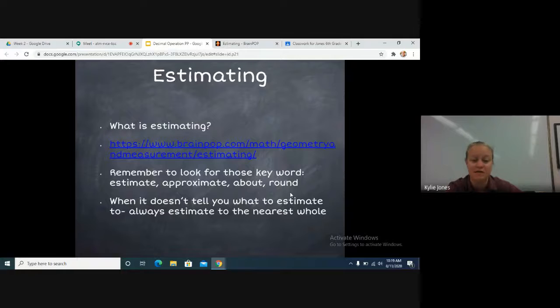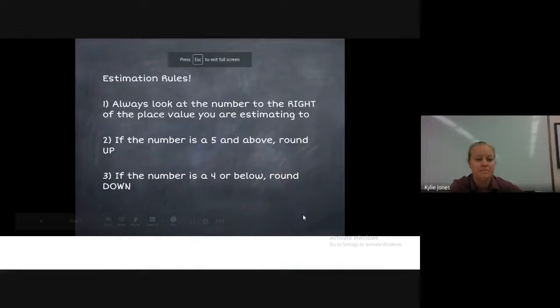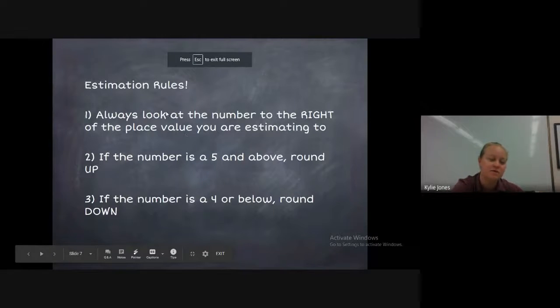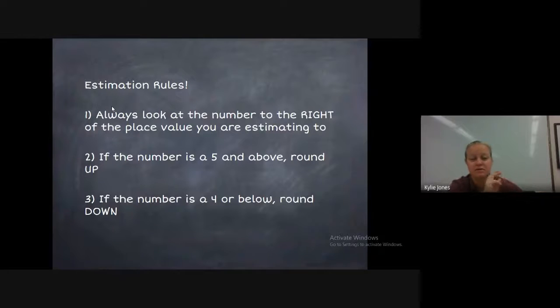And when it doesn't tell you exactly the place value to estimate to, just always go to the nearest whole number, to the nearest ones place. That's going to be the major rule there. Okay. The next one, estimation rules. And let me know if I'm going too fast, by the way. Estimation rules, there are 3 rules.